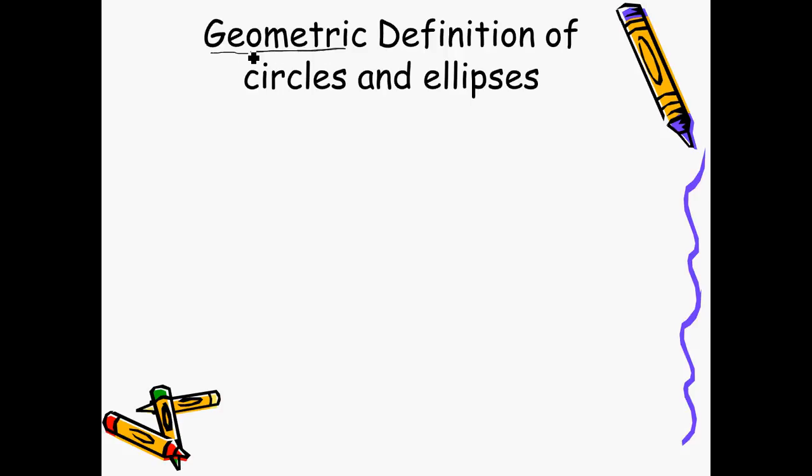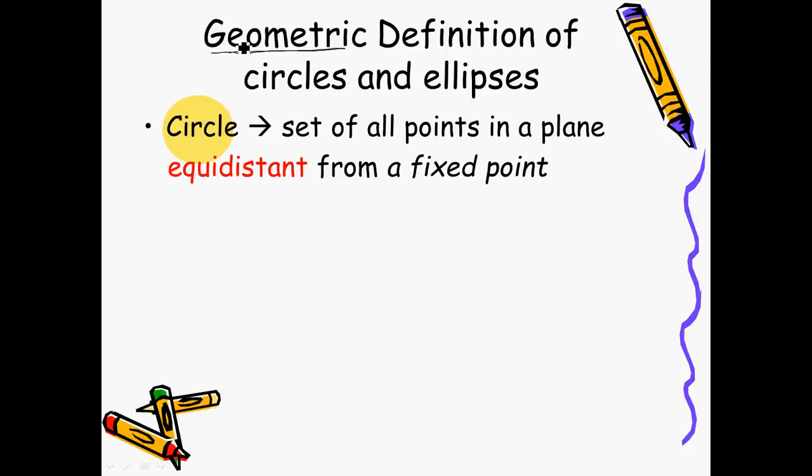The graphing form or the general form is the algebraic definition of a circle and ellipse, but I want to give you the geometric one. The circle is the set of all points in a plane, and for us that's the Cartesian plane. Doesn't have to be, but it is for us. It can be any plane really, but for us we've been on the xy plane. That is equidistant from a fixed point.